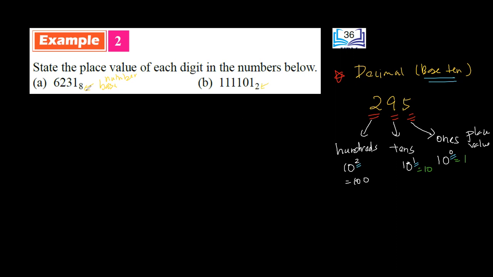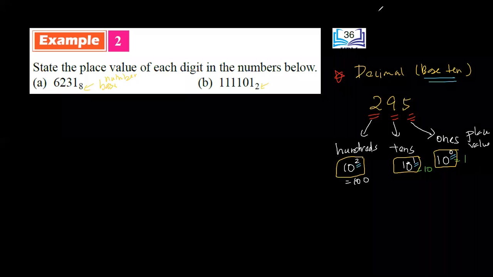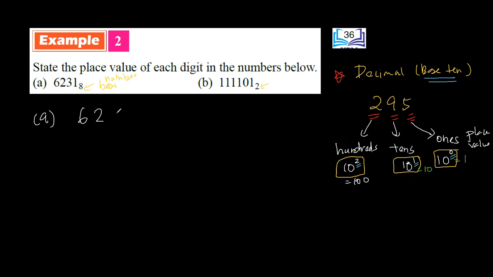But when it comes to other bases, we don't call the place value in words, because it does not represent the words. However, we will express them in terms of this power form. Okay, let's see Question A, 6231 base 8. So there are 4 digits here.